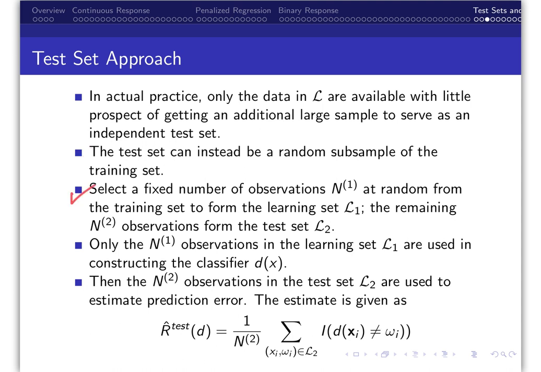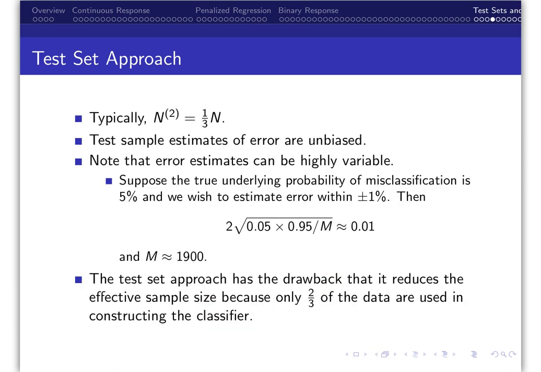Operationally, select a fixed number of cases N1 at random from the training set to form the learning set denoted by script L sub 1. The remaining N2 observations form the test set denoted by script L sub 2. Only the N1 observations in the learning set are used in constructing the classifier D of X. Then the N2 cases in the test set are used to estimate prediction error. The estimate is given by this equation. Typically, the test set is 1/3 of the training set.